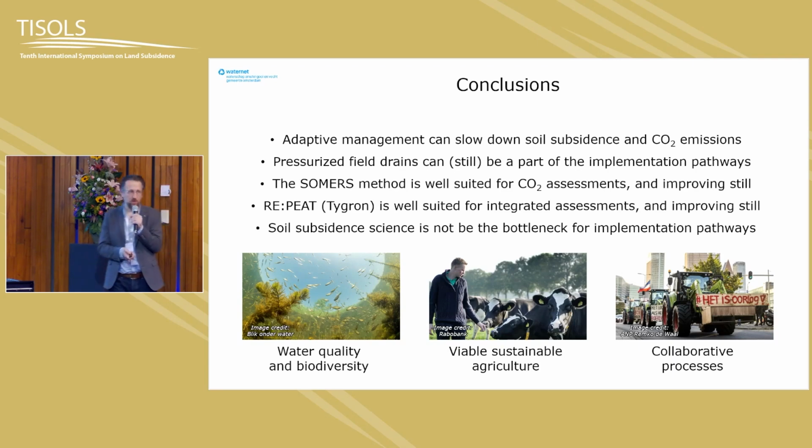Which brings me to the conclusions. Fortunately, adaptive management can slow down soil subsidence and CO2 emissions with higher water levels, field drains, maybe a bit of paludiculture. We can come a long way with that, so that's very good. Pressurized field drains can still be a part of the implementation pathways. Not everybody will sing hallelujah, just like I told you in the first place. There are some downsides. It's not as effective as we first thought, but still it's very effective. So it can be a part.